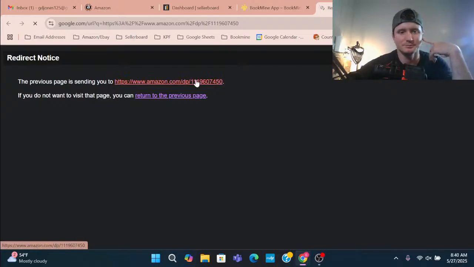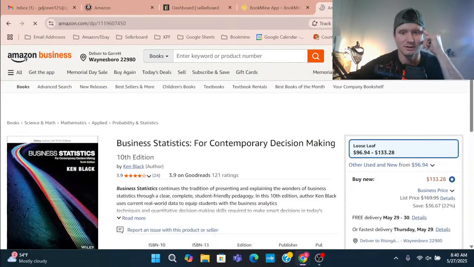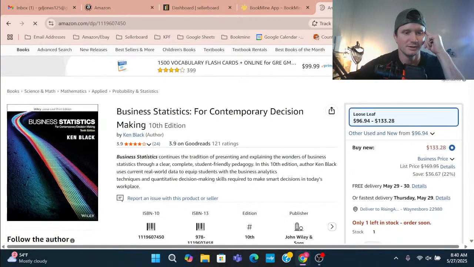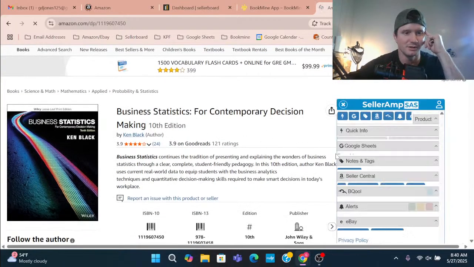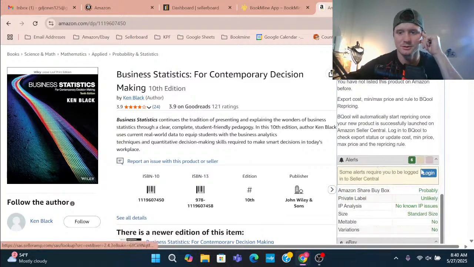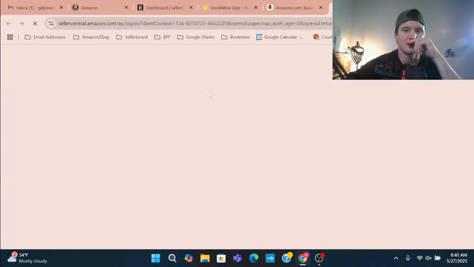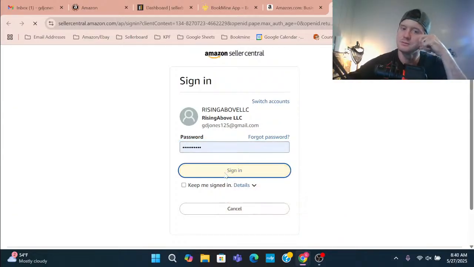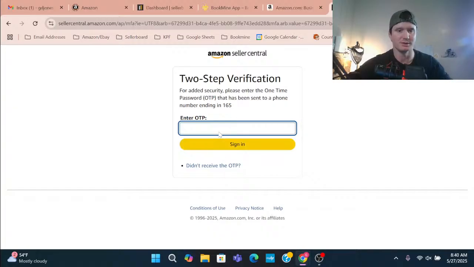Let's take a look at this one. I need to log in because my SellerAmp isn't logged in right now, so I can't tell if I'm eligible to sell books or not. Print loose leaf. I like loose leaves. Let's see. I'm going to go ahead and log in real fast, that way I can tell if I need to change things up or not.